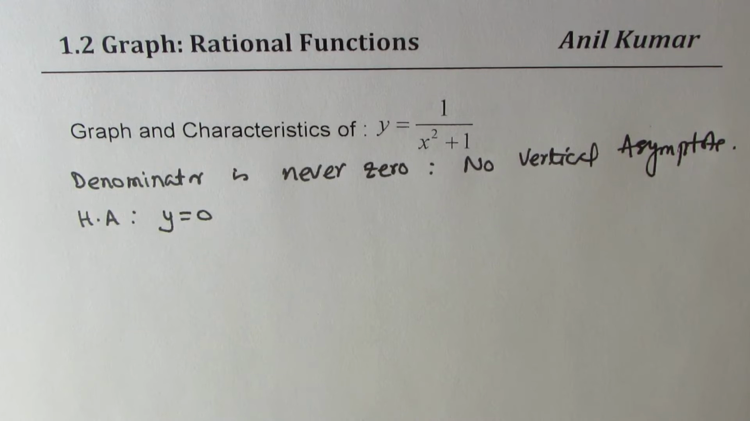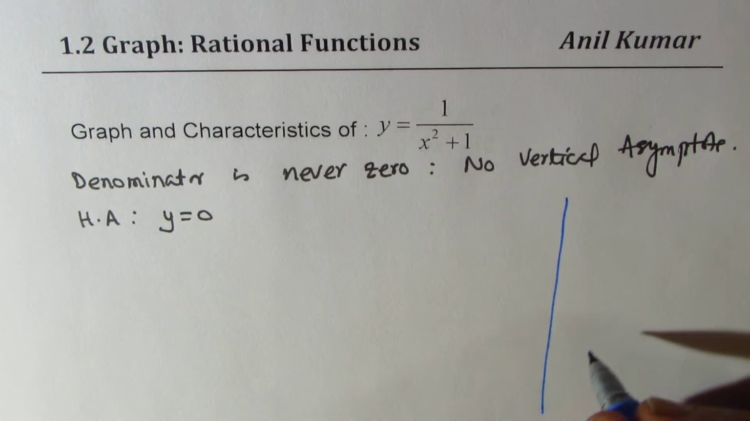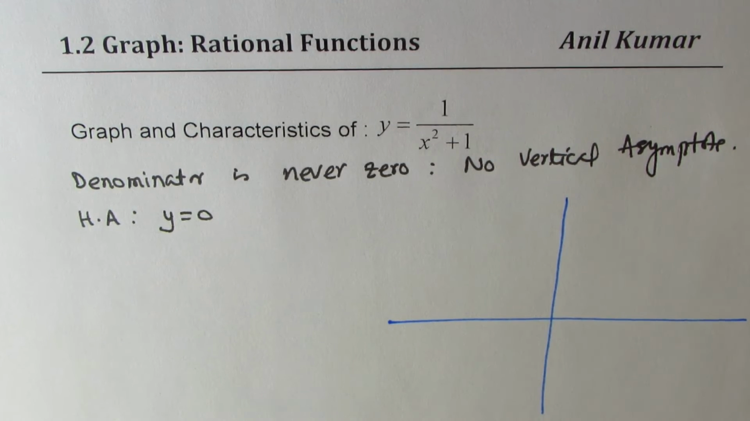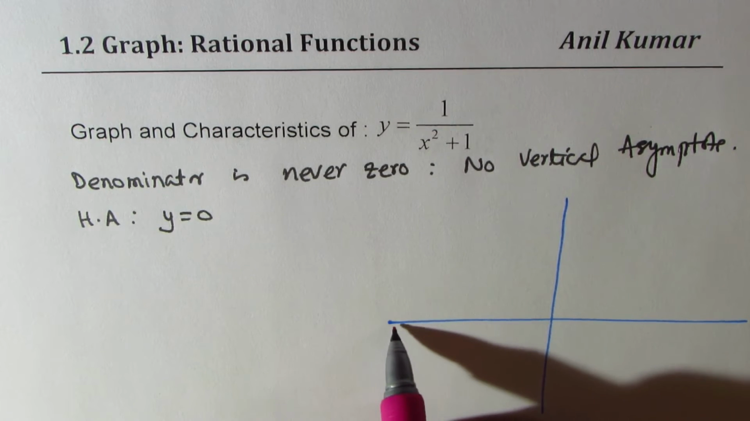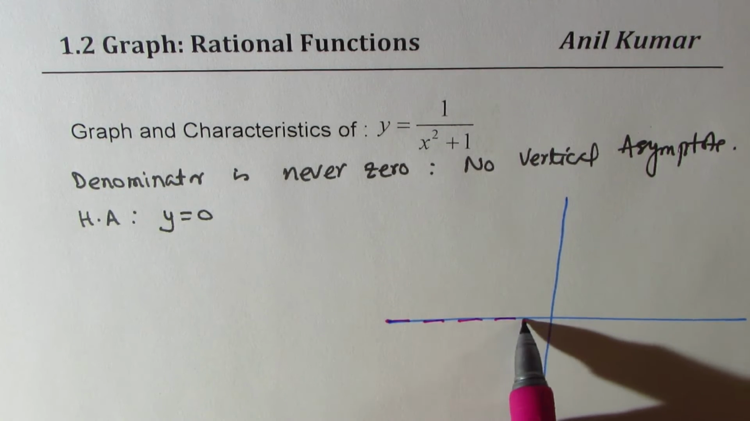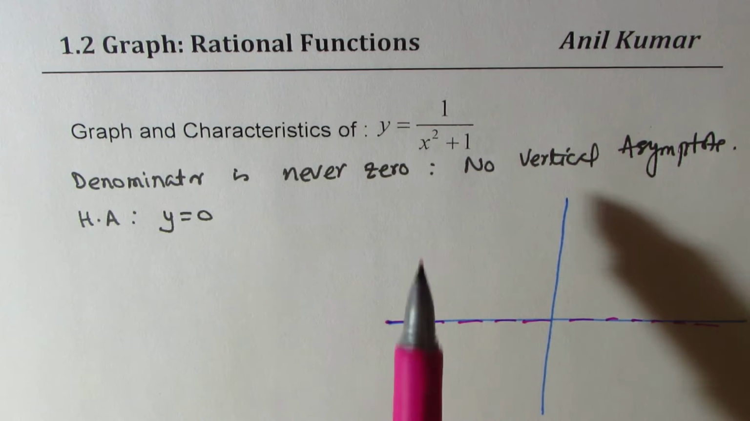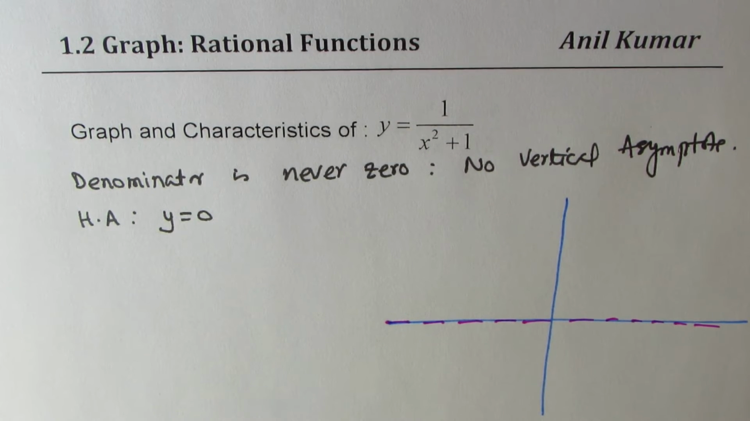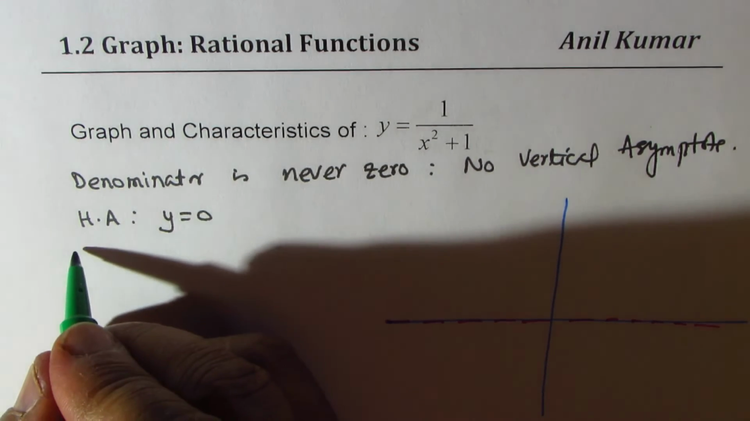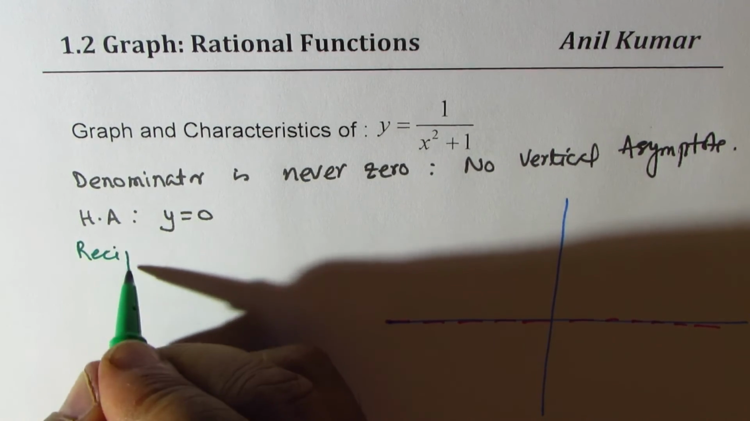So to sketch this graph, let me sketch some basic things, which is we have a horizontal asymptote. That is it. Now what else? Now there are a couple of ways to do it. We could use our knowledge about reciprocal function to sketch.